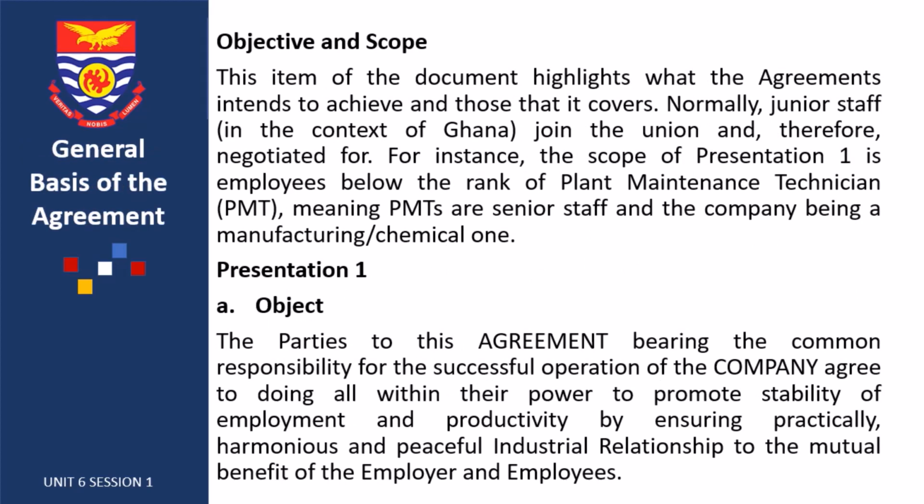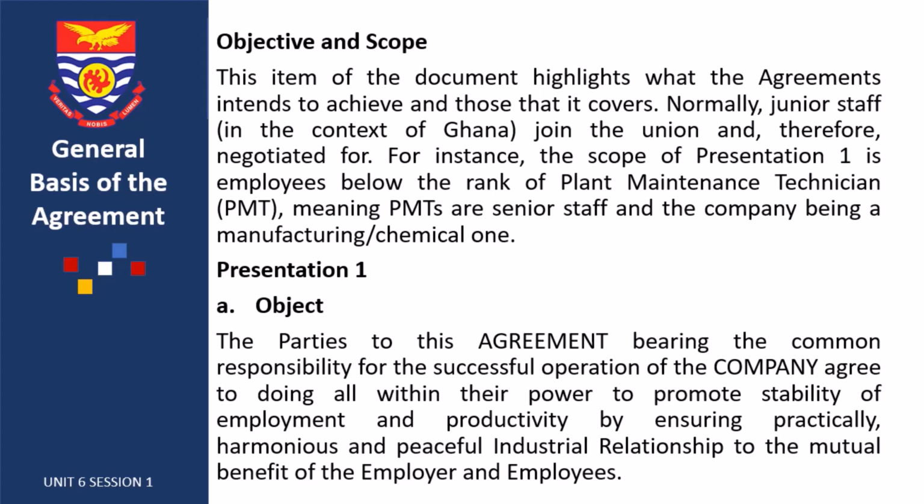And the general basis of the agreement, so the objective and the scope. This item of the document highlights what an agreement intends to achieve, and what it covers. Normally, junior staff join the union and therefore are negotiated for. For instance, the scope of presentation one is employees below the rank of plant maintenance mechanician, meaning the PMTs are senior staff, and the company being a manufacturing or chemical one.